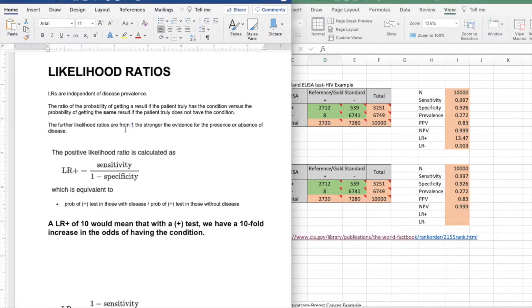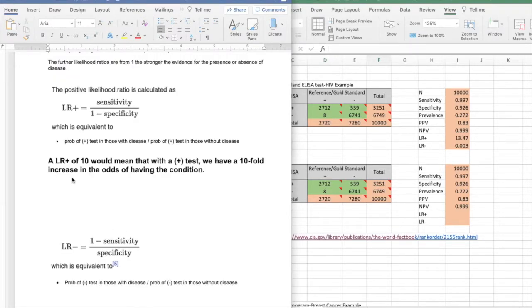So a likelihood ratio that gets further and further to the right of 1, or greater than 1, is stronger evidence for the presence of the condition. And a likelihood ratio that gets further away and less than 1, or further to the left, or less and less than 1, is evidence for the absence of the condition. Those essentially tell us to what extent the probability of having the condition is changed after you get a test result.